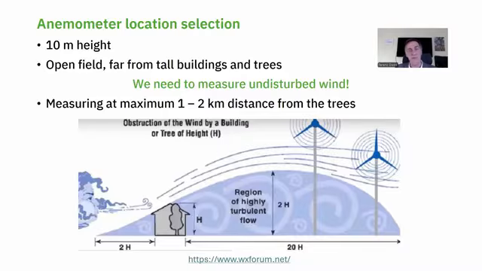This graph is indicating what open field means. We have turbulences made by an object extending 20 times the height of the object, so it's quite a severe condition.